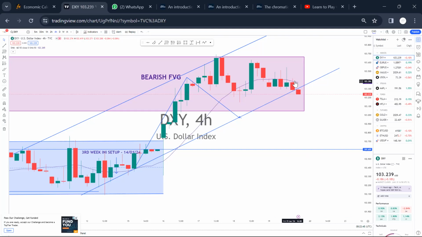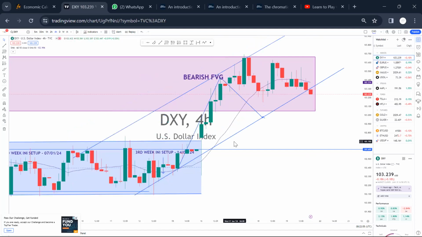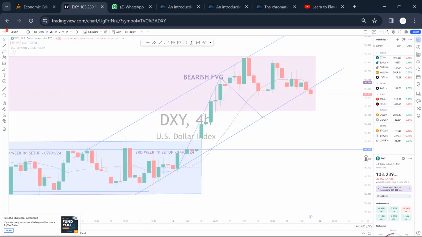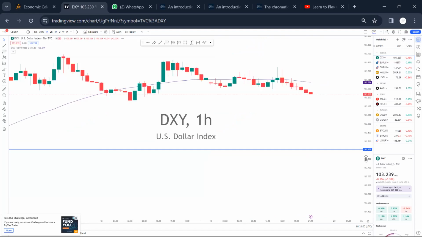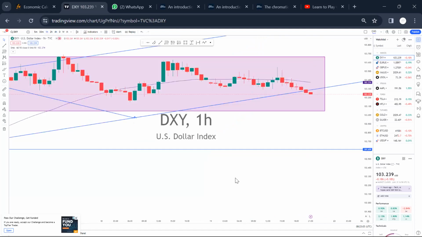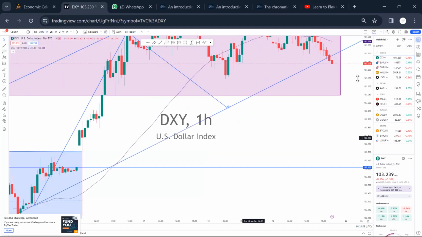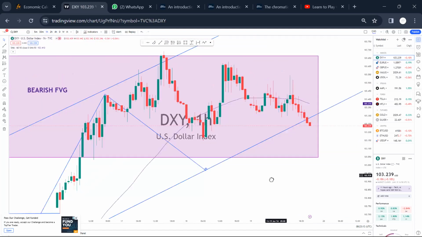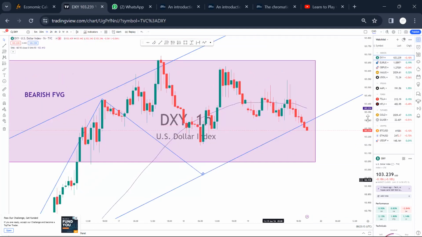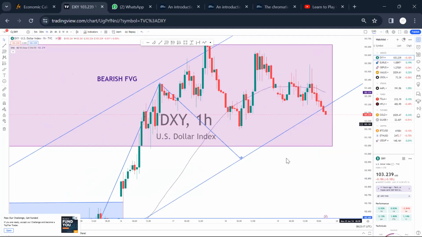Because we are in a fair value gap level. That is it. So with that being said, let's move to our final time frame. Actually, I should have used only three time frames to do my analysis, but I just wanted you to have a full view of whatever analysis I am doing, so that it doesn't look too abstract.